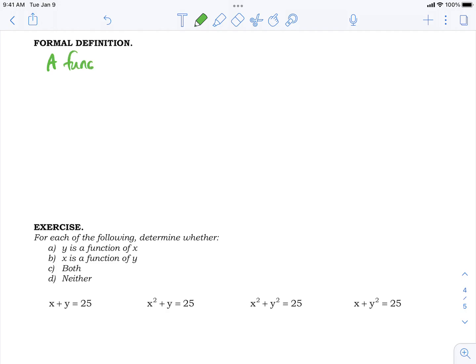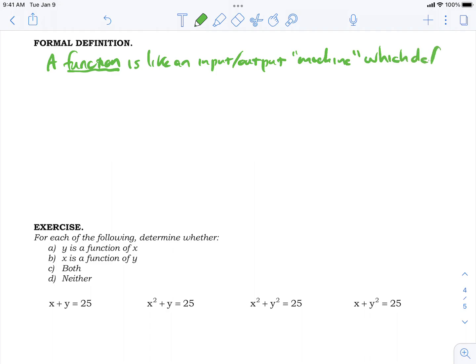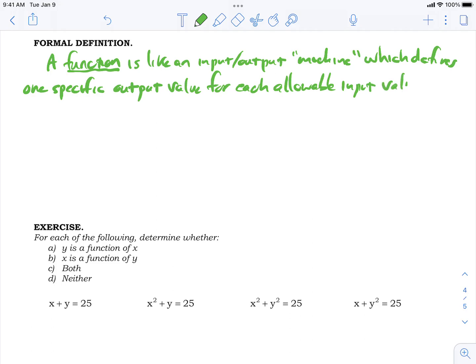So let's do it. A function, underline it, that's what we're defining, is like an input-output "machine." I will put machine in quotes, even though it's a formal definition. It's like an input-output machine, which defines one specific output value for each allowable input value. Sometimes it won't take something as an input. Say, hey, I want to give you a 5. I don't want a 5. Well, you don't give it a 5 then. But anyway, one specific output value for each allowable input value.